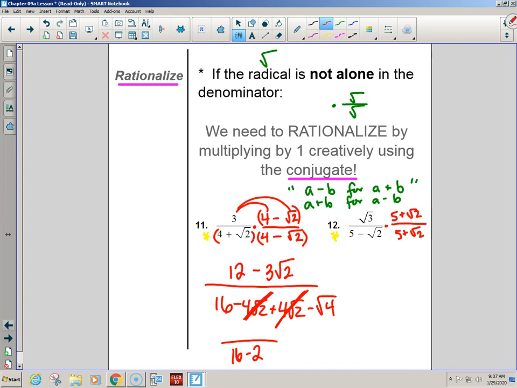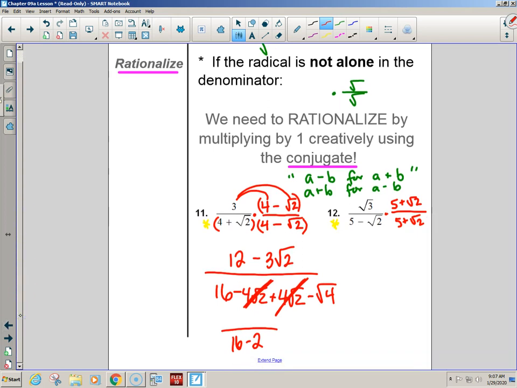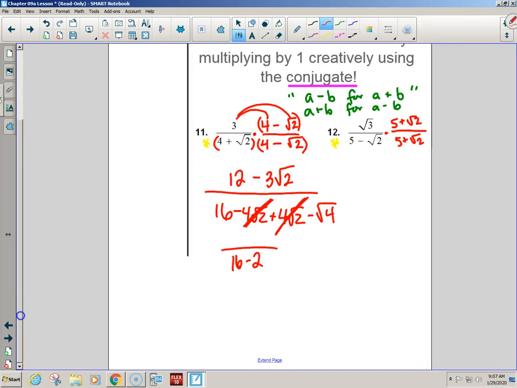But if you notice in that denominator, we've just gotten rid of that square root. Because what's 16 minus 2? 14. So I have that 12 minus 3 root 2. If any of you want to be super snazzy, maybe you would have left it in this factored form with the 3 outside. That's also okay. But we've just simplified. We've just rationalized.